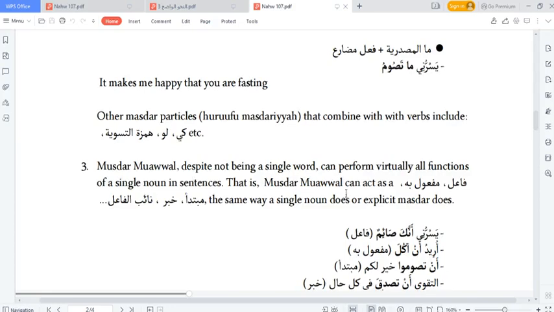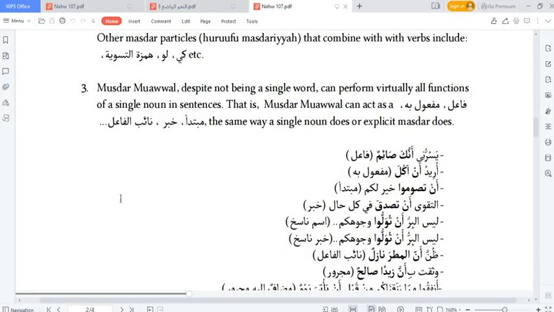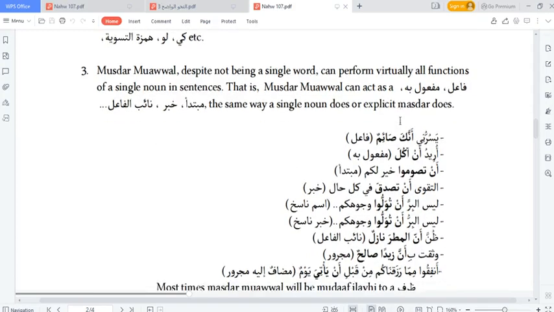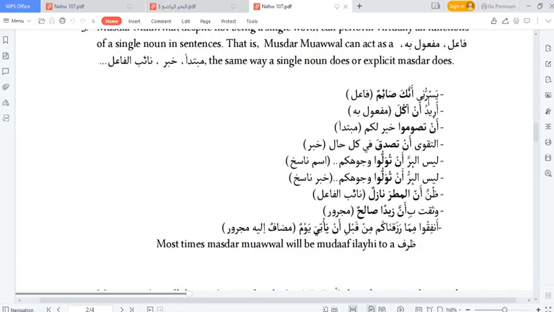That is, masdar mu'awwal can act as fa'il, it can act as maf'ul bihi, it can act as mubtada, it can act as khabar, it can act as na'ib al-fa'il, majrur, like that. I hope you get. So the same way a single noun does that, or how explicit masdar does that. So see an example here.